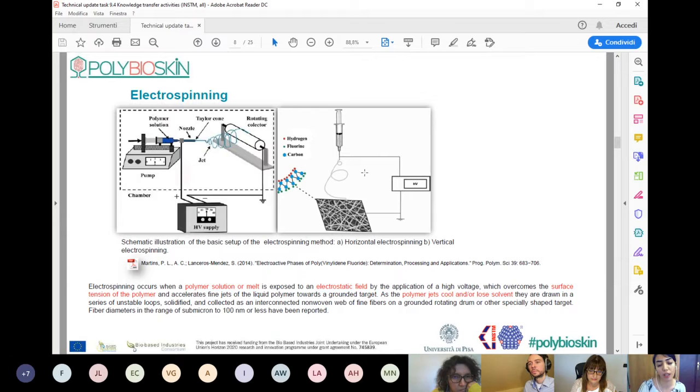As you can see, we have different kinds of electrospinning. We have vertical or horizontal setups, and we can use different collectors to modify the morphology, like the alignment of the fiber.